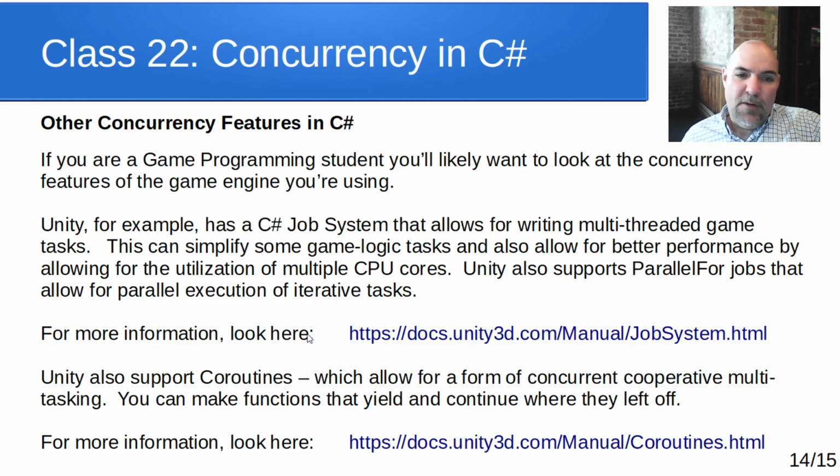Now, one other thing that I want to mention, if you're in the game programming degree, you'll likely want to look at some of the concurrency features of the game engine that you're using. And Unity, for example, has C# as its scripting language. And Unity C# has what they call the C# job system. And that allows you to write multi-threaded game tasks as part of your game scripts. And that can greatly simplify certain game logic tasks and allow for better performance because it allows your scripting code for your game to take advantage of multiple CPU cores.